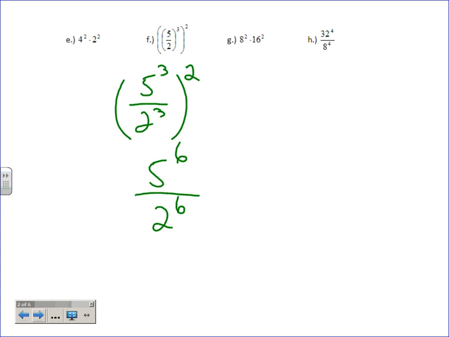Or one thing you can do. Can you do that? Could we have done that quicker right from the beginning? Yeah. I'm trying to show you how to manipulate things, I guess you could say, legally. All right? You can do that. You could have just said, well, it's 5 halves to the, just multiply, it's power to a power, 6. Okay?